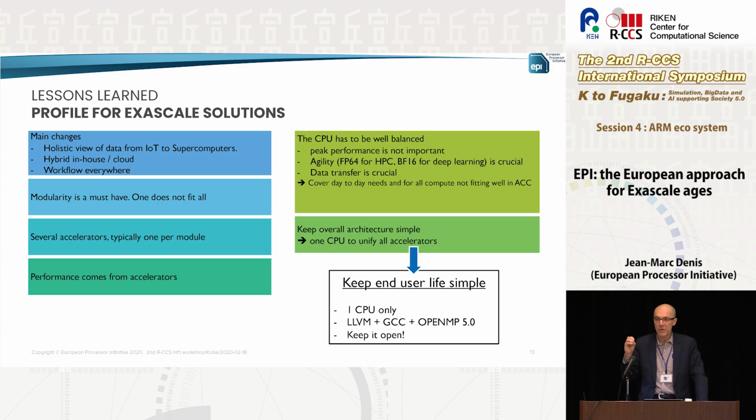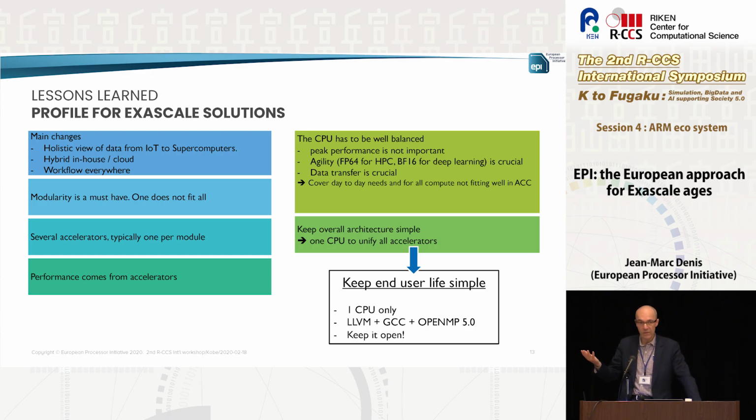But anyway, the CPU shouldn't be weak, because there is always one part of the workflow or the application that has to work on the CPU. So the CPU has to deliver very decent performance. And in my view, decent performance is what you can expect from the Fujitsu A64FX. This is a very decent CPU, and this is typically what we need for the future.